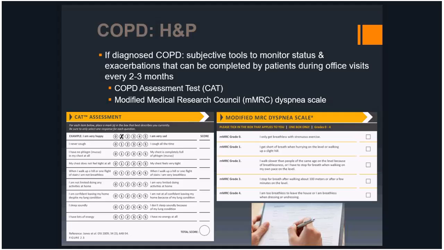Alrighty, getting back to COPD history and physical. If a patient is diagnosed with COPD, I want to make you aware that there are subjective tools that can be used to monitor the status and their exacerbation. This is something patients typically complete during their office visits every 2 or 3 months. It's called the COPD Assessment Tool or the Modified Medical Research Council Dyspnea Scale. Depending on your setting and the policy and procedure, you may see either used, and it could be completed before the visit or during the visit.